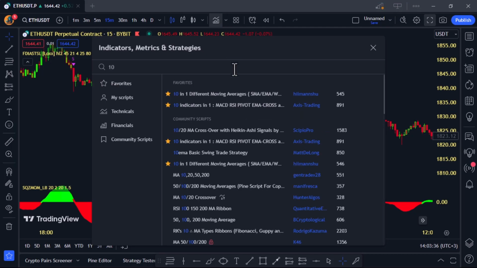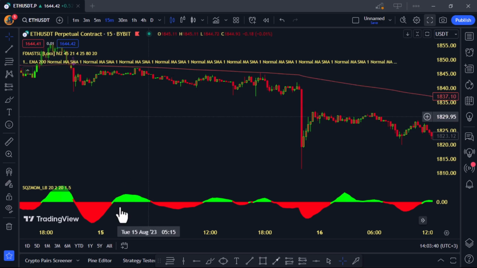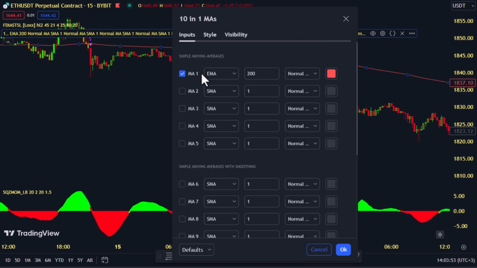Let's add the 10-in-1 different moving averages indicator to enhance our confirmation and precision. Set up the different moving averages indicator settings exactly as shown.